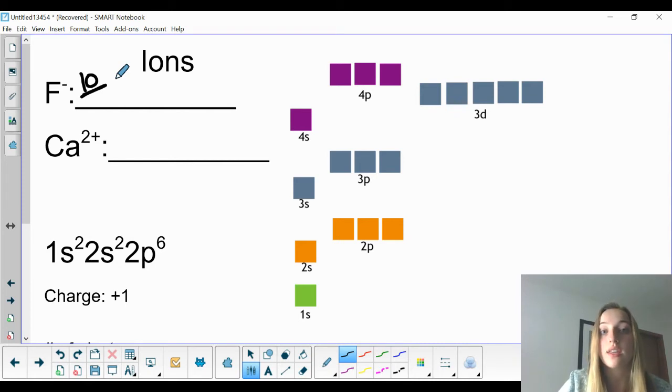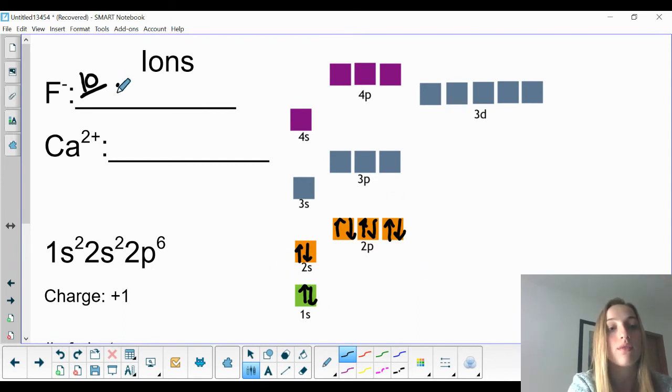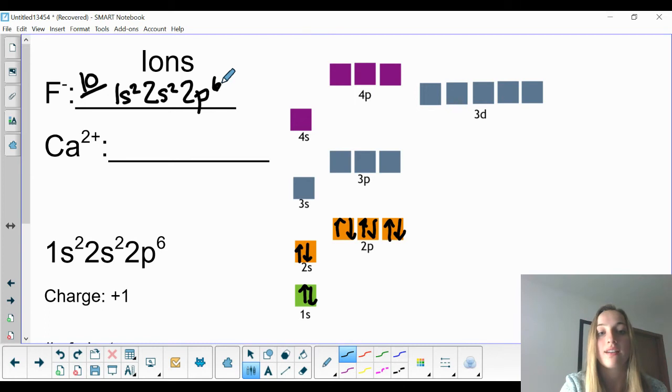Then we just need to do the same thing that we've been doing in the past. So you can use these little squares again if you'd like. We're going to have 1, 2, 3, 4, 5, 6, 7, 8, 9, and 10. So all we have to do is fill in what we just drew on our boxes. So I have 1s2, 2s2, and 2p6. So that gets me up to my 10 electrons.